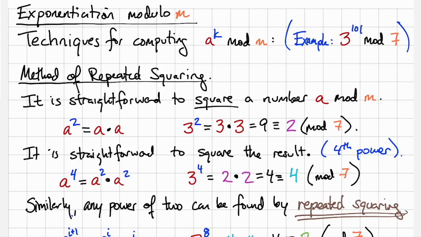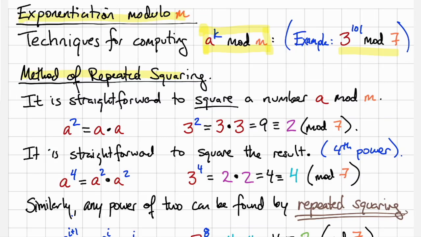Hi, welcome back. In this last video, we'll be talking about exponentiation mod m. We're looking for techniques to compute a to the k mod m for integers a, k, and m. As a running example, let's look at 3 to the 101 power mod 7. The first technique is called the method of repeated squaring.